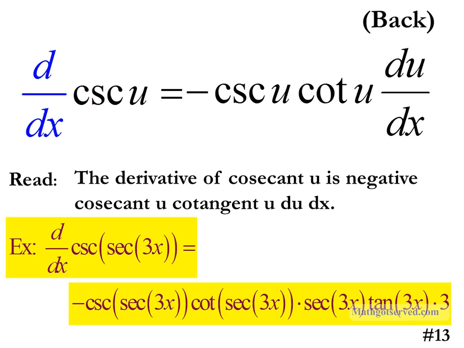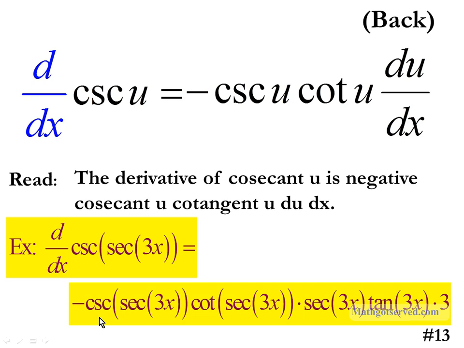Starting from the outermost function, if you're differentiating the outermost function, the inner functions stay the same. We'll call them u. So the derivative of cosecant u, considering secant 3x as u, is negative cosecant u cotangent u, as illustrated here. This piece clearly shows the application of the differentiation rule for cosecant.